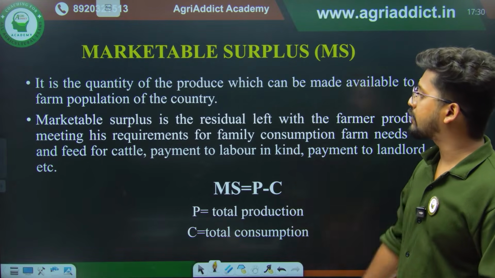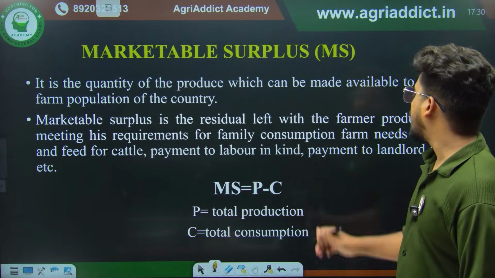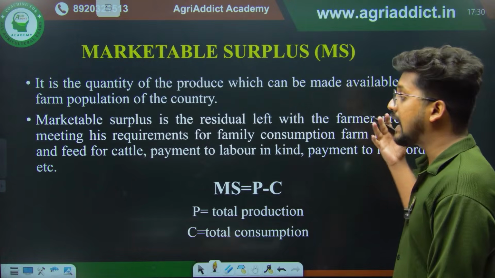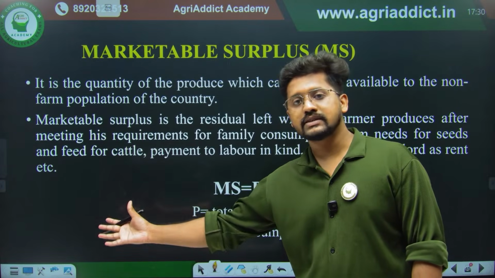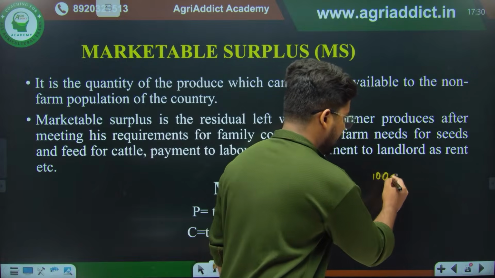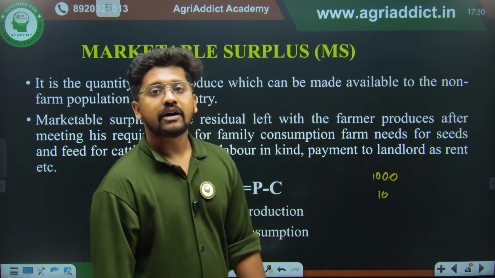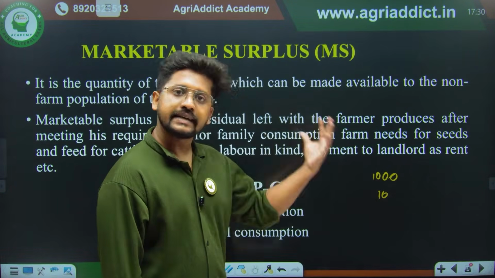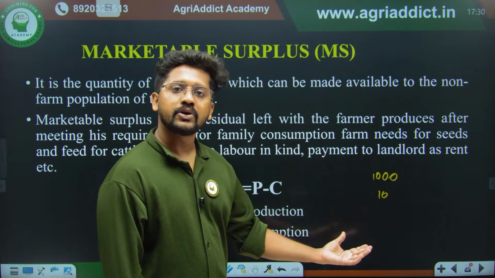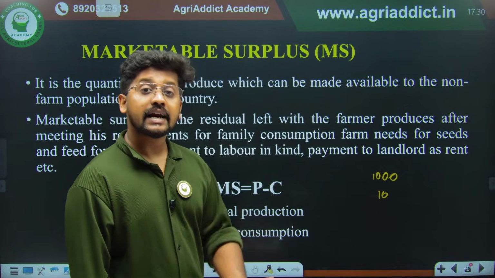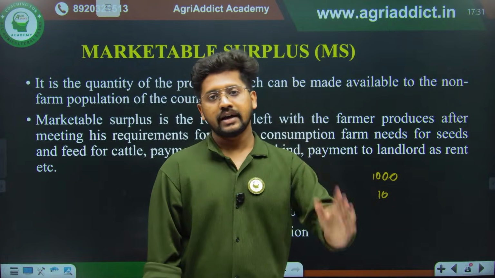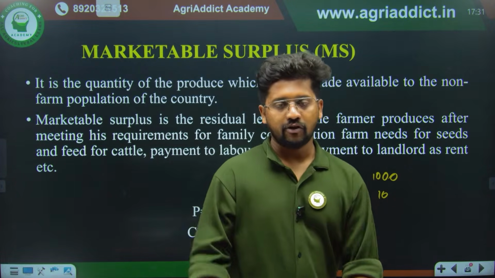So what are the consumption requirements? It can be for family consumption, it can be for farm needs, seed needs, feed for cattle, payments to the labor, payments to the landlord as rent. All these things will be the consumption. So imagine that I was producing 1000 quintals, and almost 10 quintals I have taken for my entire consumption needs. So what is the marketable surplus? 1000 minus 10. 990 will be your marketable surplus. So 990 quintals of paddy or rice you can make available to the entire market. This is the idea of marketable surplus.